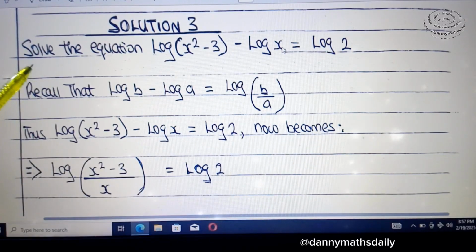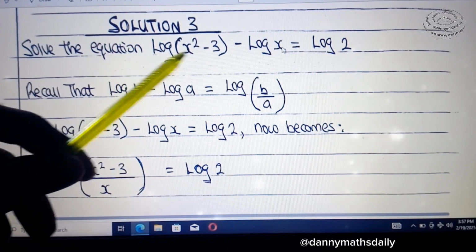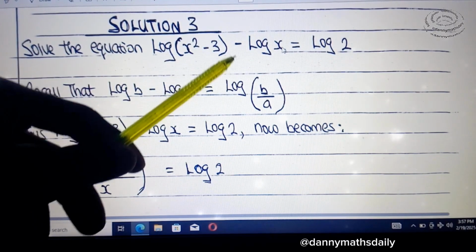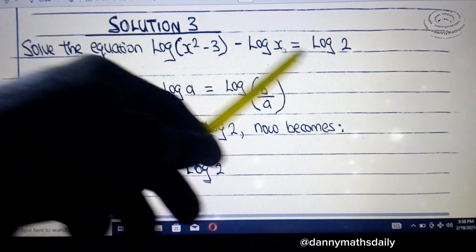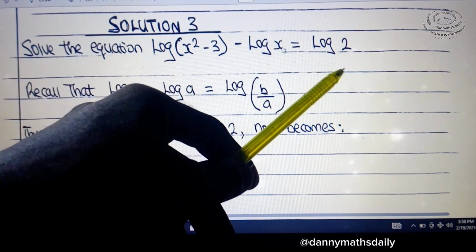So now given this to solve, right? Solve the equation log(x² − 3) − log x = log 2, right? This is what we're going to solve now. Do you understand? So you have to find what x is in this now.